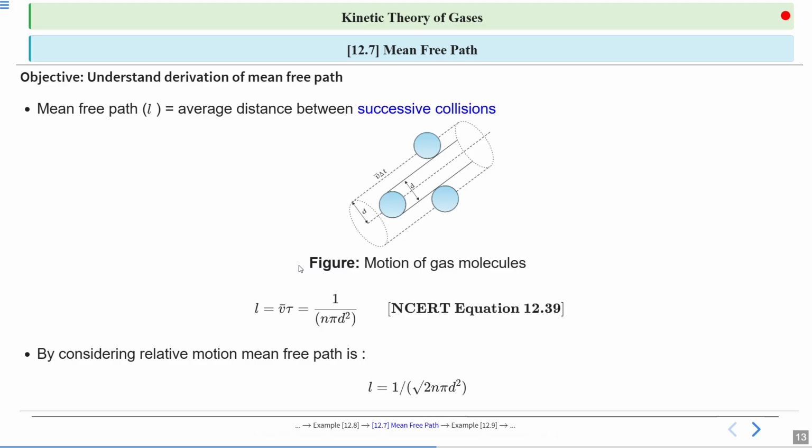So by considering the relative motion of molecules, we refine the mean free path formula to L equal to 1 upon root 2 n pi d square. This adjustment accounts for the fact that molecules are moving in different directions, which affects the frequency of collisions. This refined formula is a more accurate representation of molecular interaction in a gas.